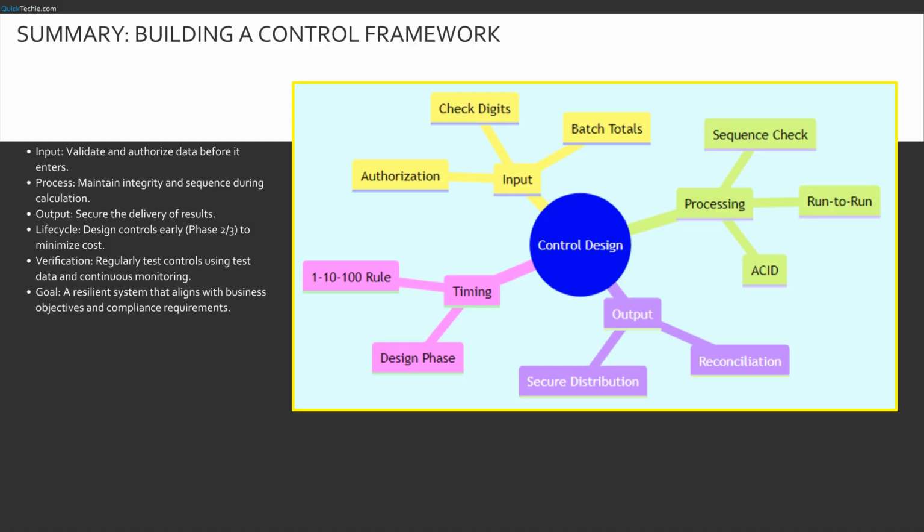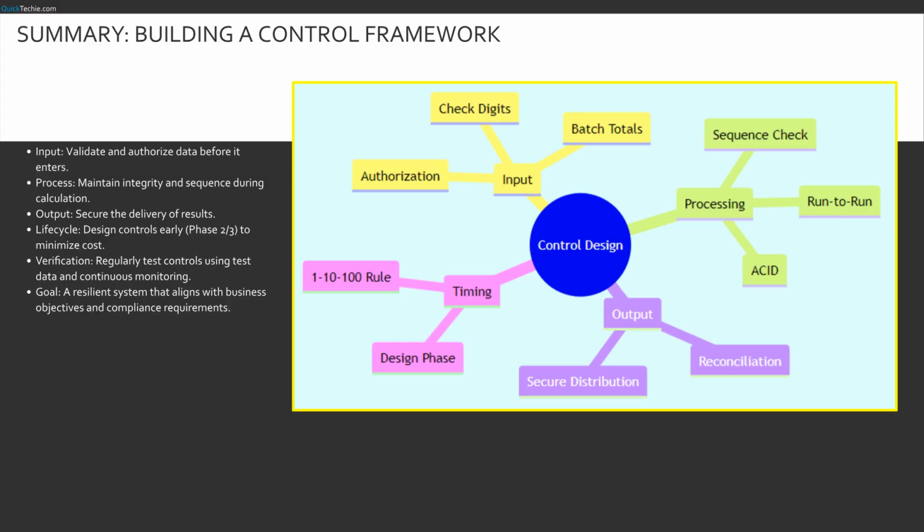To summarize, effective control identification and design requires a holistic view. We must gate the input with validation and authorization. We must guard the process with integrity checks like run-to-run totals. We must secure the output through reconciliation and distribution controls. We must remember the economic imperative to design these early in the life cycle. And finally, we must verify them through rigorous audit testing. By following this framework, we ensure our information systems are not just functional, but trustworthy and secure.